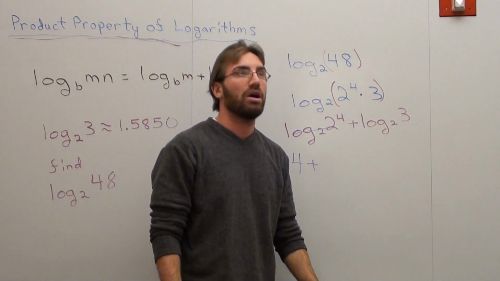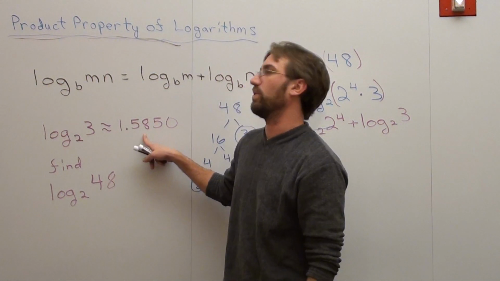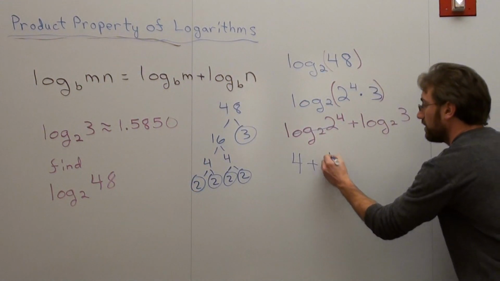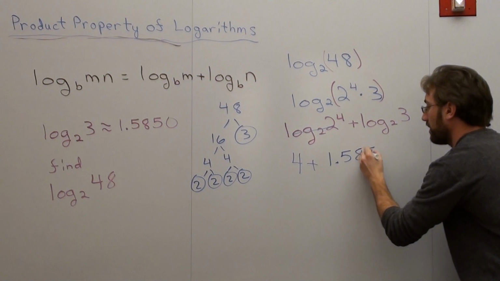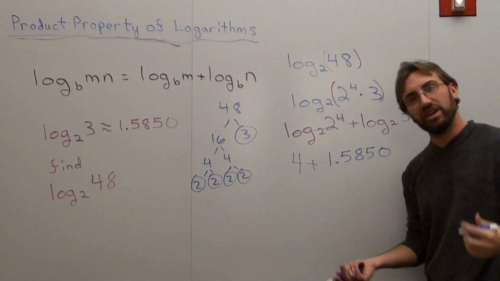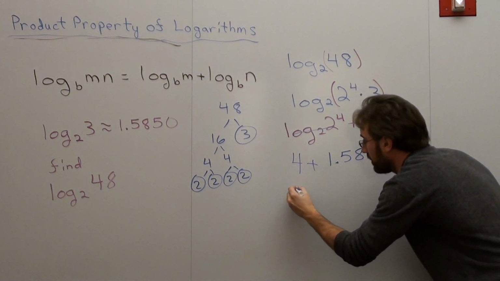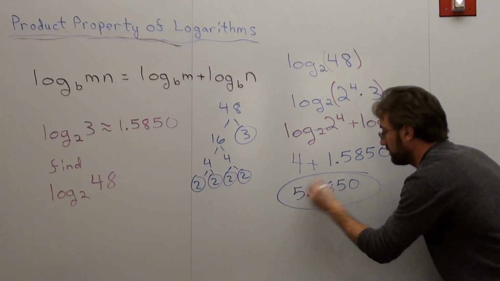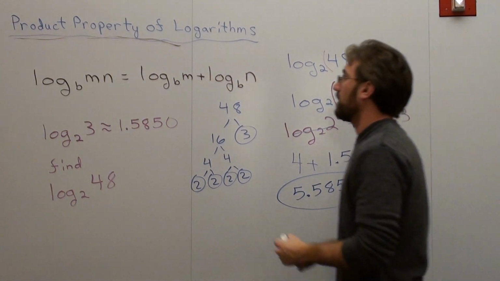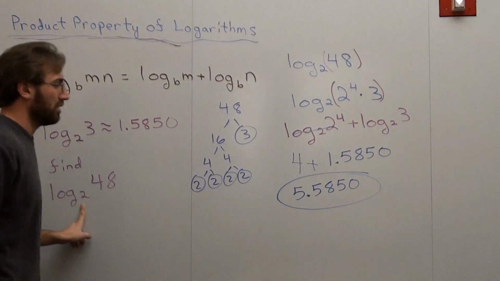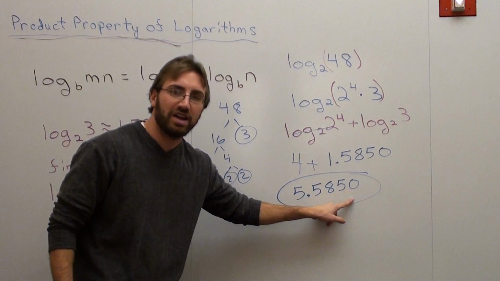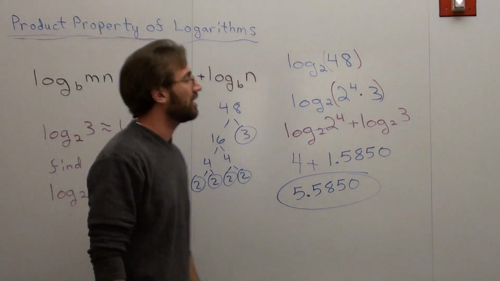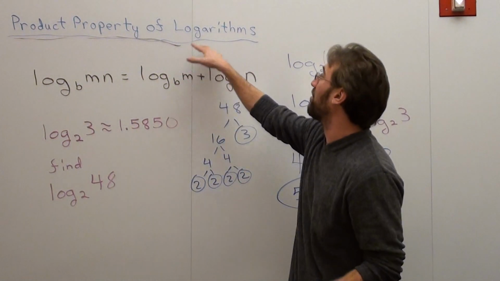Log base 2 of 3 is about 1.5850. 4 plus 1.5850 is about 5.5850. There's your answer. 2 to about 5.5850 is going to give you 48. That's what we're doing here. We did an example with the product property of logarithms.